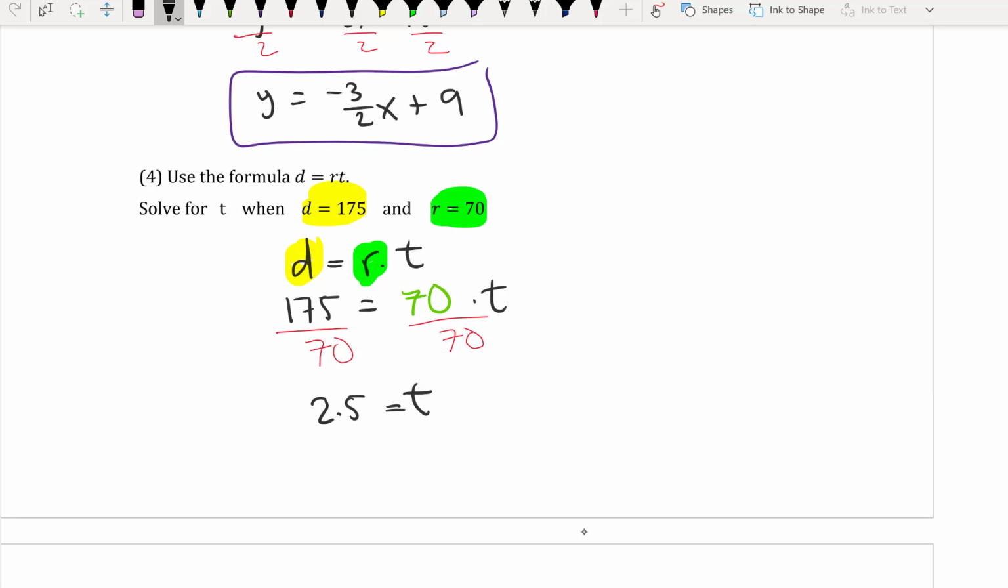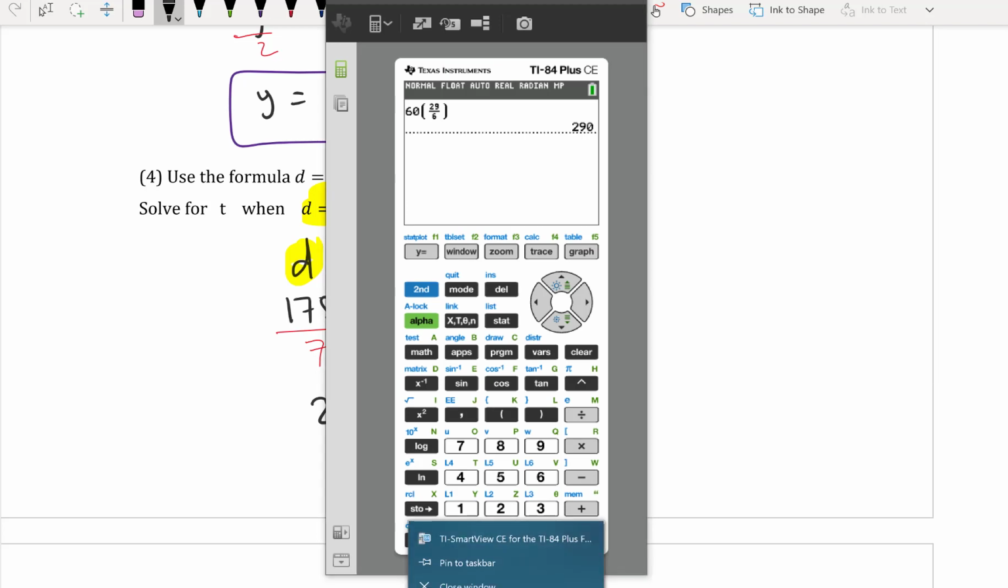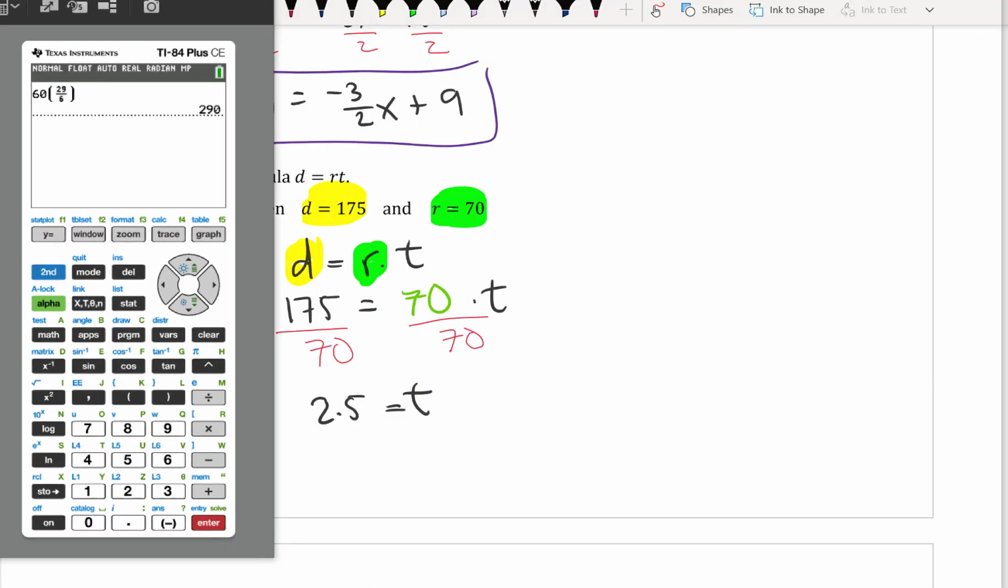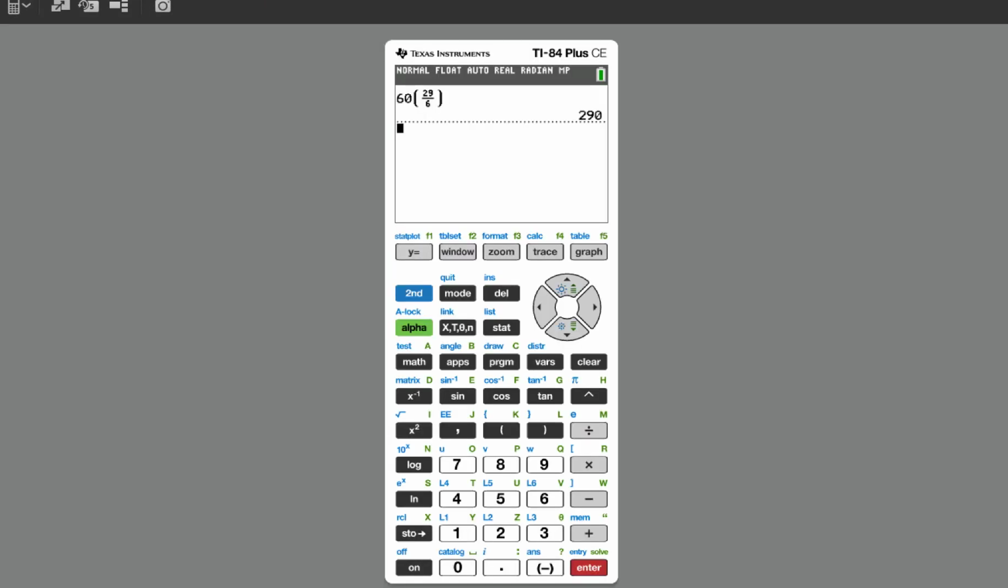If you wanted that as a fraction, you could have done that on your calculator as well. So what I would have done is I would have entered in my numerator as 175 and my denominator of 70. So 175 divided by 70. And it gives me my fraction of 5/2.